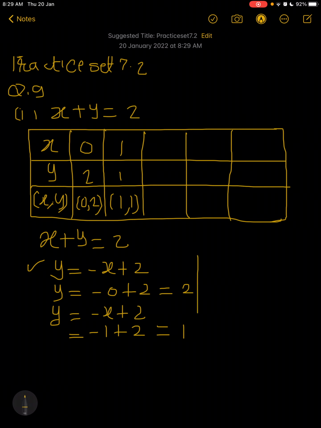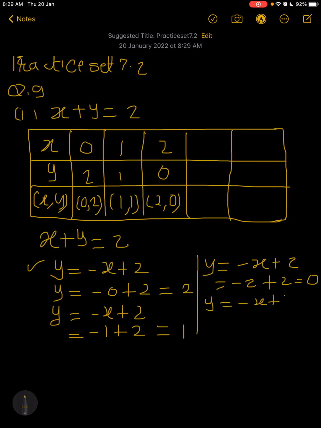Now again I want more values, the same equation, minus x plus 2. This time I'll take x as 2. 2 minus 2 becomes 0. So when x is 2, y is 0, that is 2, 0. All the students will be ready with the table. Okay, I am giving you the table values. Y is equal to minus x plus 2. I have taken numbers like 0, 1, 2.